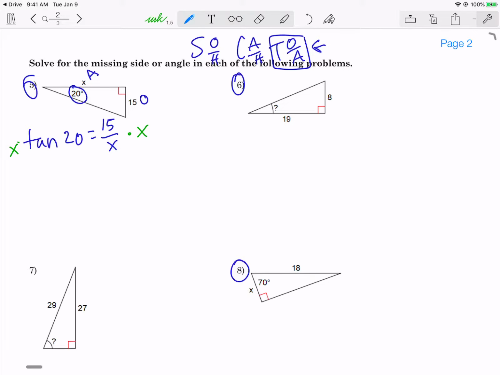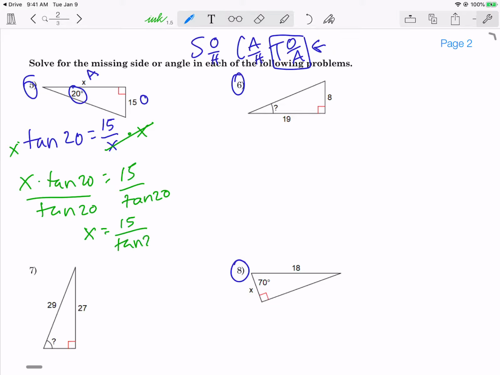We don't even show all these steps in my class. This is mind-blowing. So we have X times tangent 20 equals 15. To get X by itself, I need to do the opposite of multiplying and divide by tangent 20. So what's going in your calculator? 15 over tangent 20, which should give you 41.21. No units because the 15 didn't have any units. It's a side.